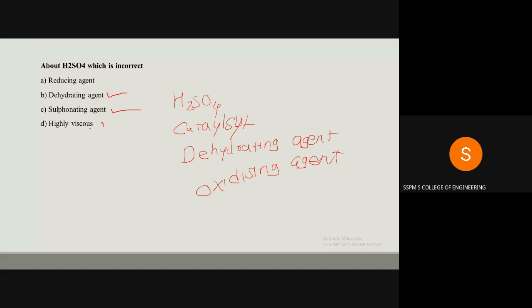It is a highly viscous acid. So this is also a physical property. But the question is about H2SO4, which is incorrect. The question asks for the incorrect statement, not the correct statement. So it is not a reducing agent, it is an oxidizing agent. This is the property of H2SO4.